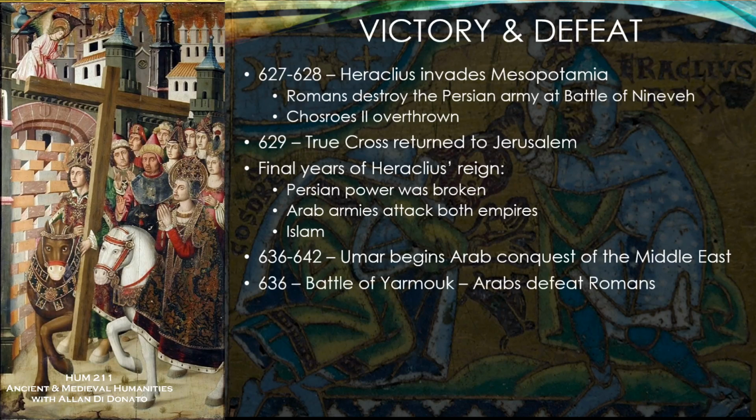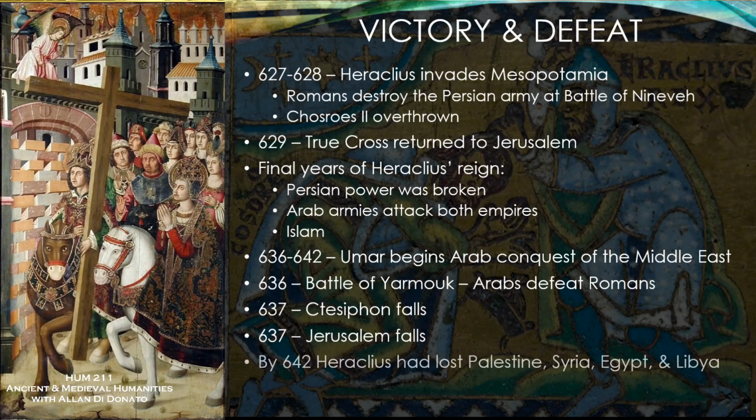In 636, the Battle of Yarmouk sees the Arab army for the first time defeat a Roman army on the field. 637, the Persians lose Ctesiphon. Ultimately, Persia is going to fall completely to the Arabs. But in the same year, Jerusalem falls for the Christians. Okay, the true cross at this point disappears, apparently forever. We don't hear of any more references to that historically. But by the time of his death in 642, the empire had lost to the Arabs Palestine, Syria, Egypt, Libya.